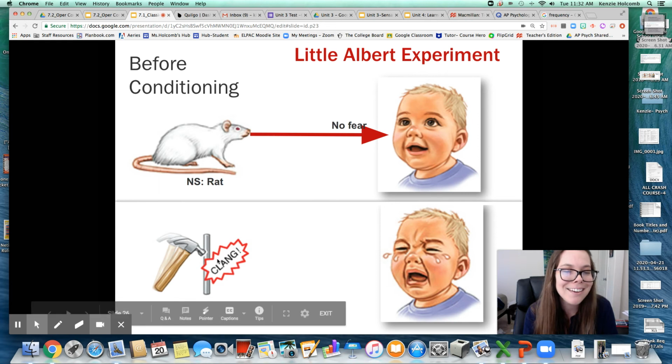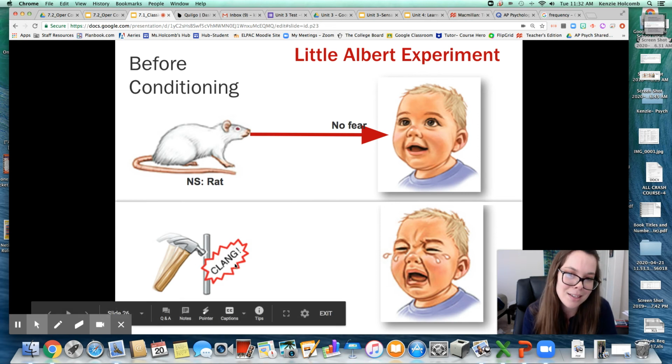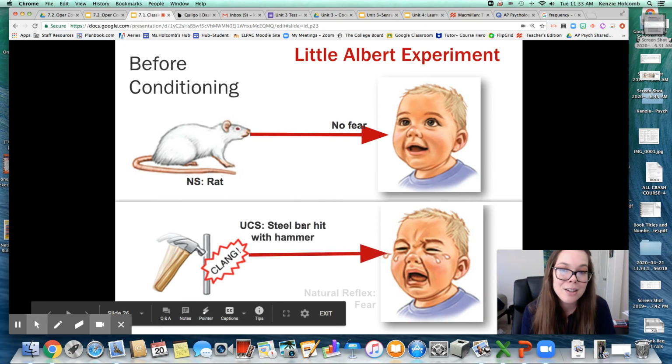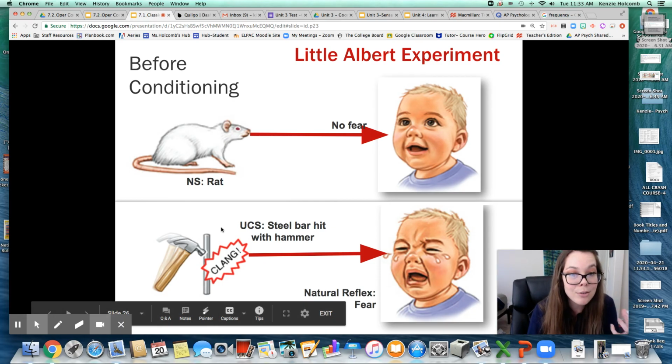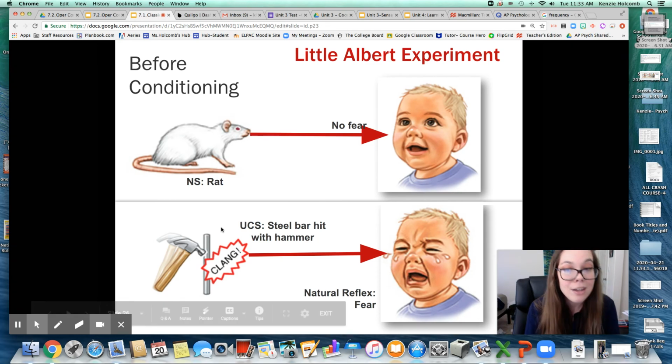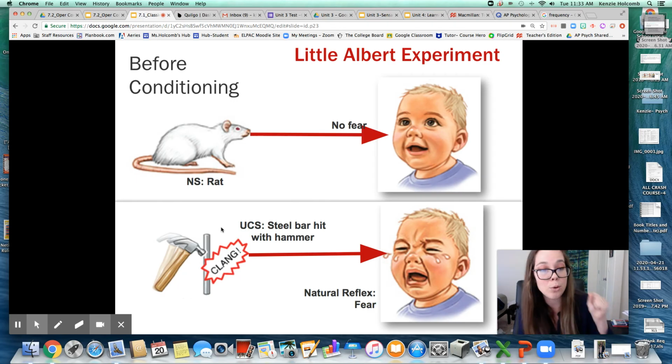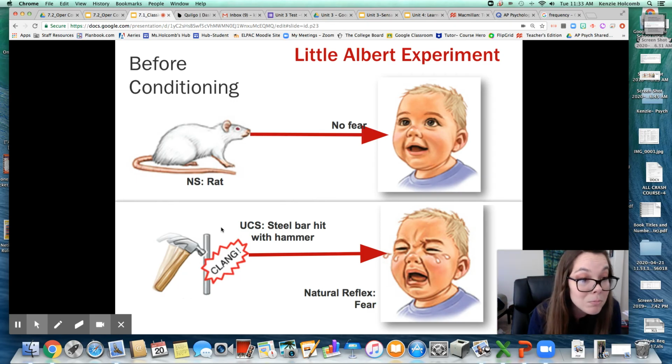Then we added in the clanging of the metal, okay? And that would scare Little Albert. So the unconditioned stimulus of the steel bar hitting with a hammer, his natural response was fear. This unconditioned stimulus of just hitting a random little bar, nothing to do with animals, made him fearful.